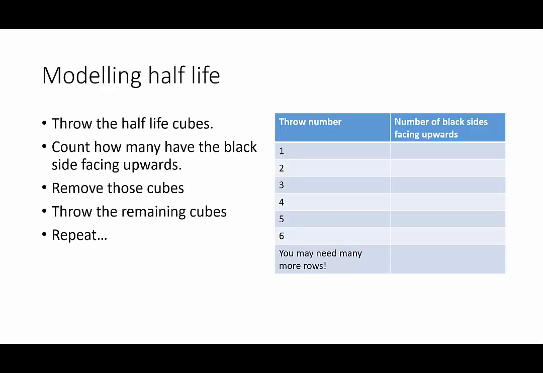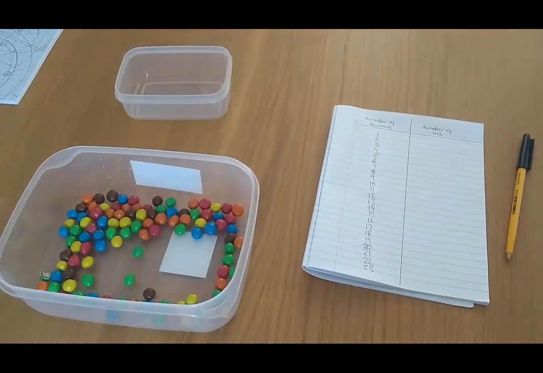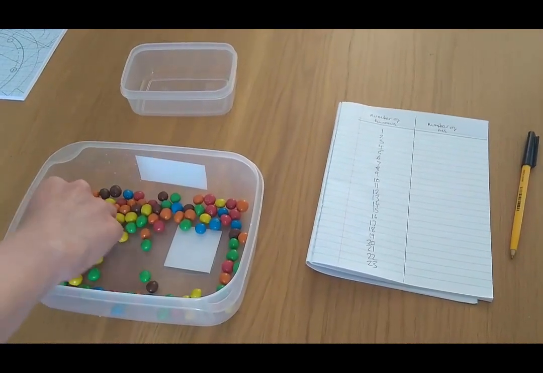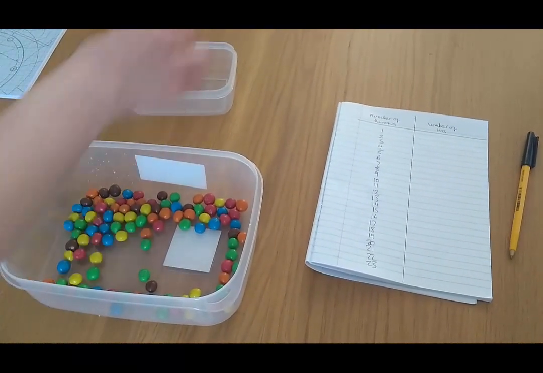Right, for homework, I set for some of you to do this experiment with M&Ms, counting the number of M&Ms with the M facing upwards. This is a way of modelling half-life. For those of you who haven't done it, this is me having a go at it here. Let's get rid of that one because it's broken.